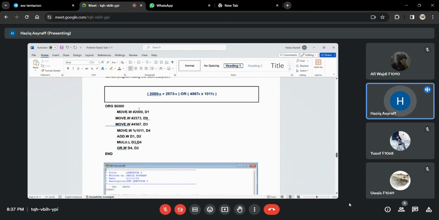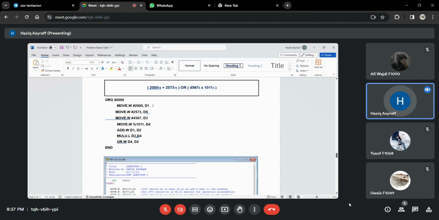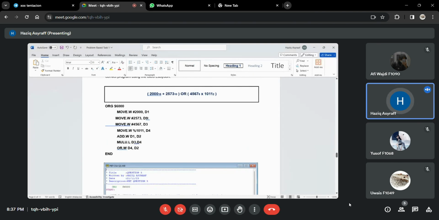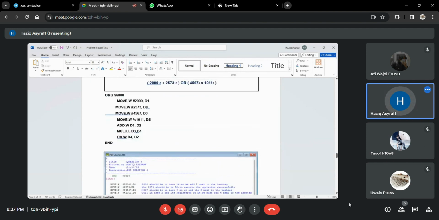D1, the 2000 should be in base 16 right here. So I will add the money sign beside the hashtag. See? Okay. That's the first error that I found. The second one is in D9. If we put D9, it will not work properly. So I just change it to D2 to make sure it works successfully.